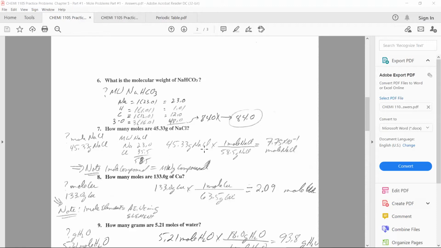All right, now that you know how to do molecular weight, let's look at number 7. Number 7 is how many moles are 45.33 grams of sodium chloride? Don't forget to pass the NaCl. Chemists say that when they're at a restaurant. I do when I'm with other chemists. All right, so now what are you being asked to find? Moles of sodium chloride. What are you given? 45.33 grams of sodium chloride.